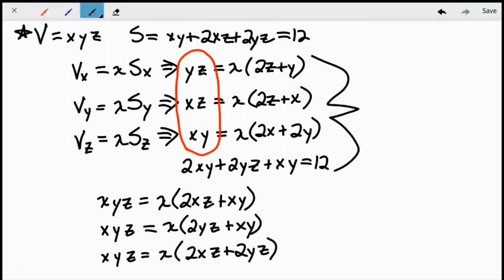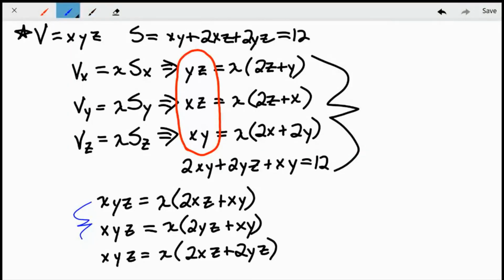Okay, so now I've got these three equations where all of them can be set equal to each other because they're all equal to xyz. So we can do some substitution and we can start to get lambda in terms of different variables here. So now what I want to do is just go through here and start setting things equal to each other. Like, for example, I could take these two equations, right? And I know that these are both xyz.